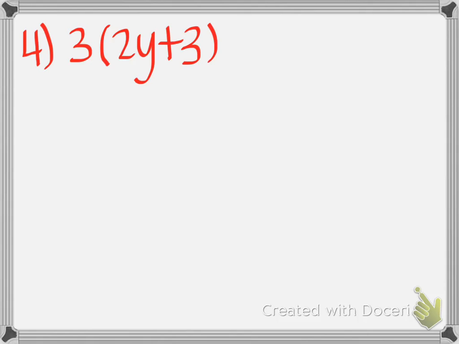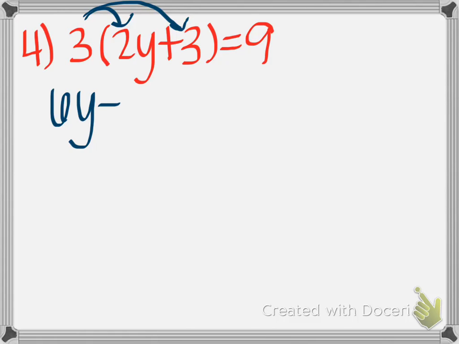So we are at number 4 now. 4 is 3(2y + 3) = 9. So same as the other ones, if we have parentheses, we're going to start off distributing. So our 3, we have to distribute to our 2y and also to our 3. So 3 times 2y is 6y. 3 times 3 is 9. And we're still left with our 9.